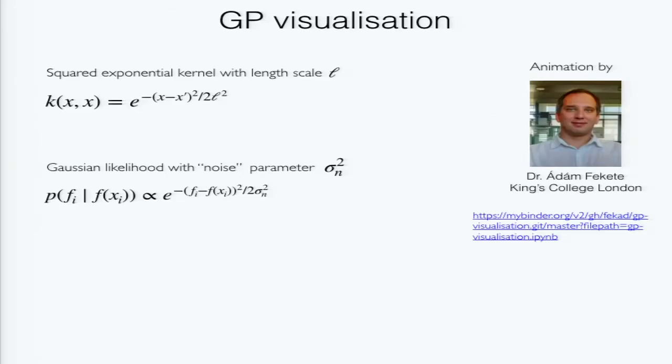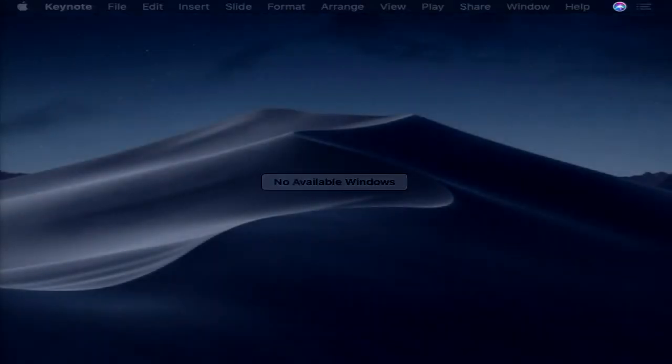So before we go and talk about what specific kernels one can use, there is a really nice way of visualizing Gaussian processes, and this is an animation that Adam did yesterday. So if we have a Gaussian process prior with that particular kernel, a squared exponential with a length scale L, and we have a likelihood with noise parameter sigma, and that's basically the uncertainty we have got on the data, then what's the posterior? This is really a tool.